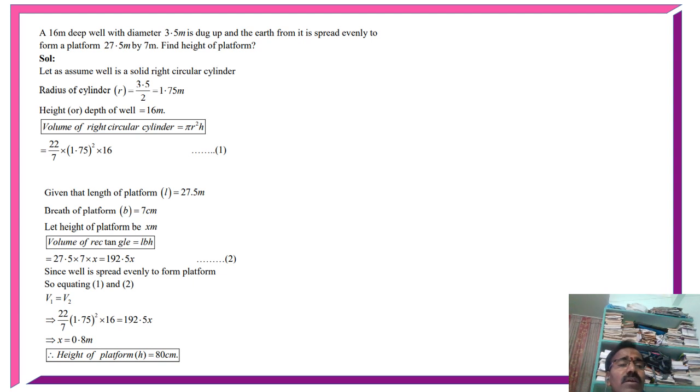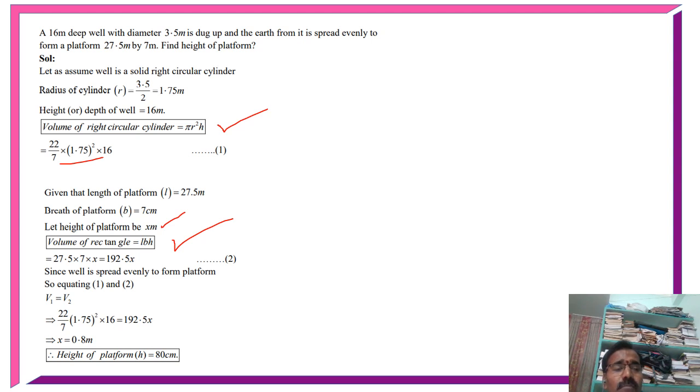The next one: 1.6 meters width, diameter 3.5 meters, dug up and the earth from it is spread evenly on a platform, forming a cuboidal shape. So according to the question, this well will be in the shape of a cylinder. So volume of cylinder equals volume of rectangular platform, LBH. Height is not known, so x, and length we know is 27.5, breadth is 7, and substitute and equate both the volumes, because the volume of mud dug out from the cylindrical well is spread as a cuboidal path. So both volumes are equal.